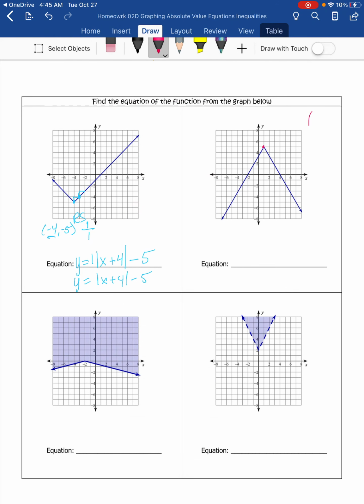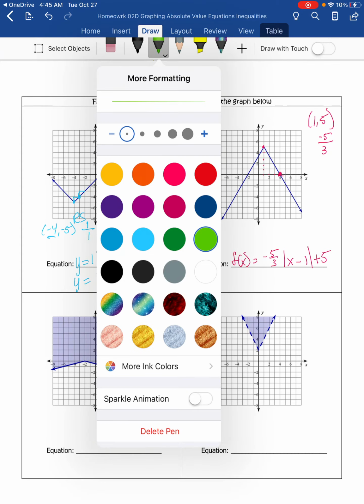My next one, my vertex is at 1, 5. My slope, well, I'm just going to pick another point for sure that's on there. So I go down 5, right 3. Okay, and I use that. I'm going to use f of x this time, but you can still use y. It's going to be -5/3 times x minus 1, because remember it's always the opposite, plus 5. So it's just a little bit trickier.